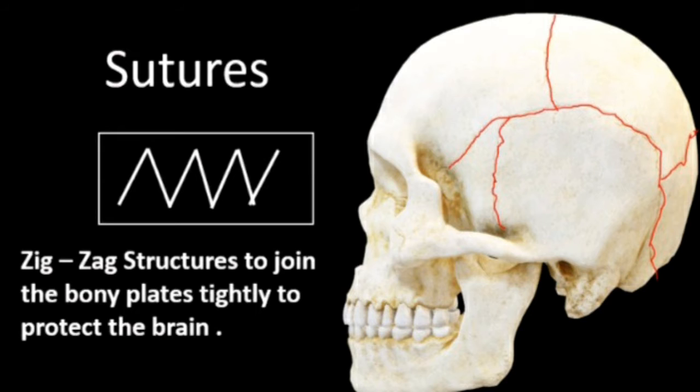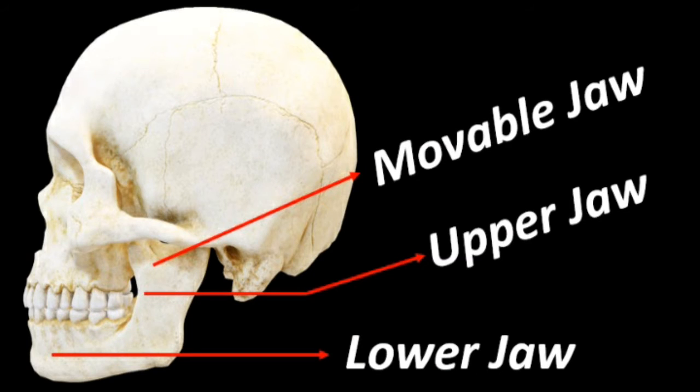As I told you, the bony plates are joined very tightly. So how are these joined? These are joined with the help of sutures. You can see the structure of sutures. These are zigzag-like structures. So, the zigzag structures that join the bony plates tightly to protect the brain are called sutures. I have also marked the sutures on the skull with a red line. You can see it. So, you can see I have marked the movable jaw, upper jaw and the lower jaw.